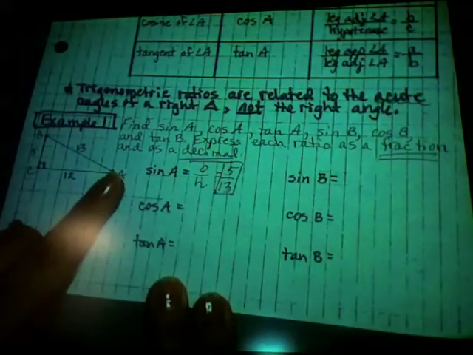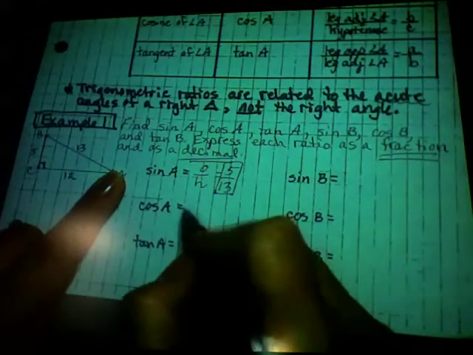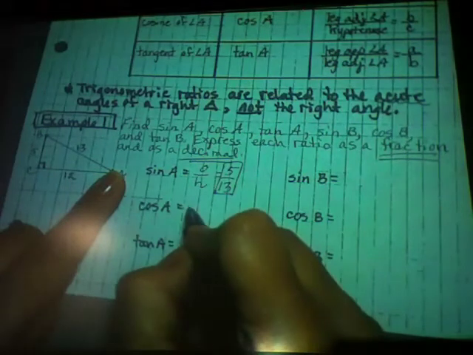And then let's do cosine of A. So cosine is caught another hippie. So it's what over what? Caught. What's another?